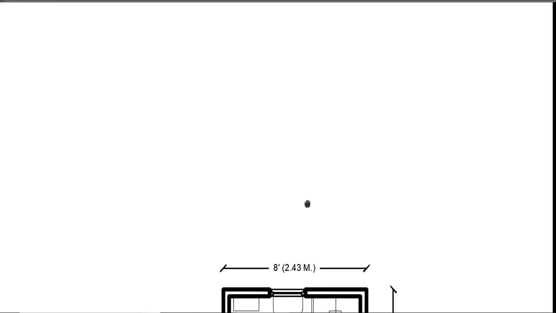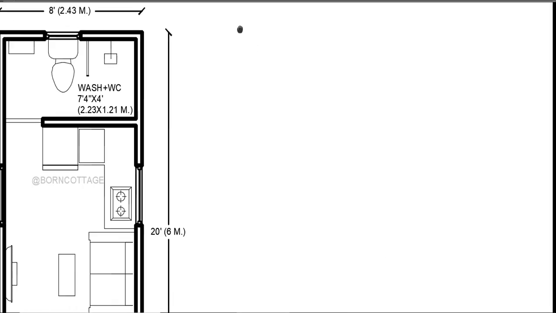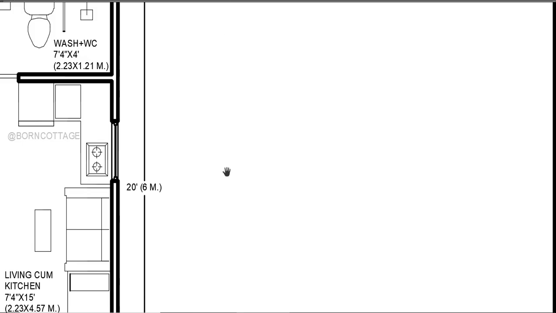So this is the floor plan of the house. There is a 20 feet shipping container. The total area I have taken is the width is 8 feet, in meter 2.43 meter, and the length is 20 feet, in meter 6 meter.